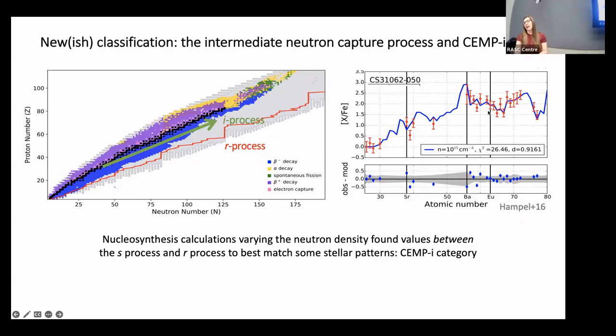So this is just an example where calculations have been done to show that if you have something with a neutron density that's more corresponding to an I process rather than an R process, they're able to match the abundance patterns of these kinds of stars.